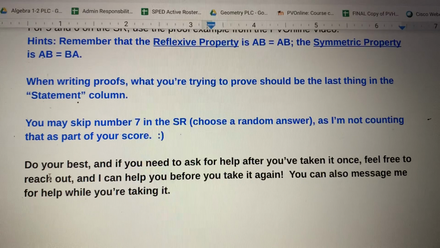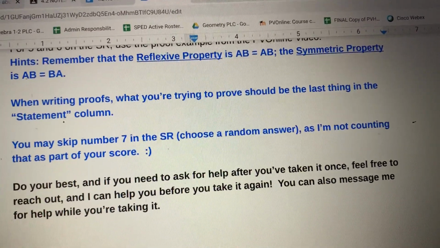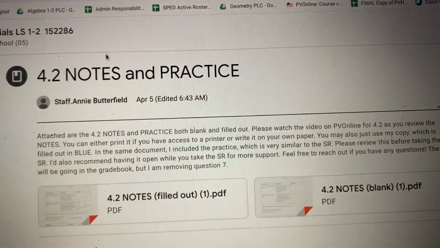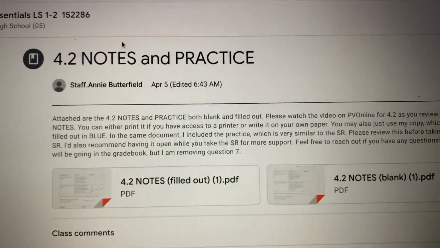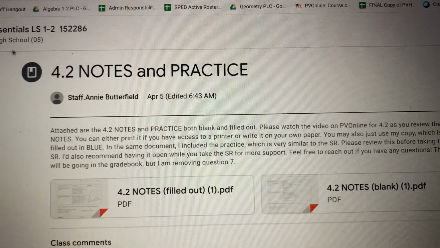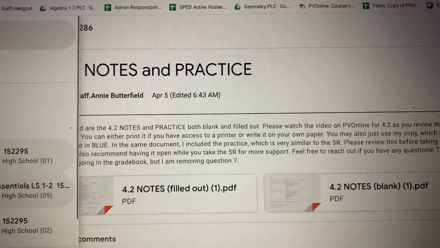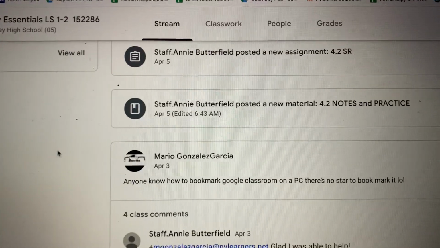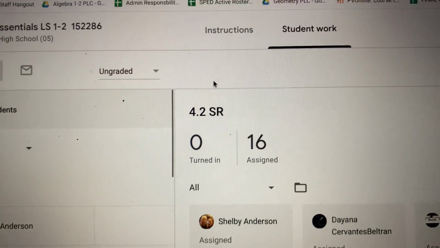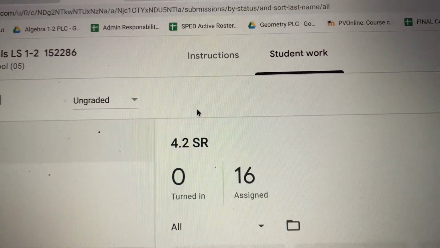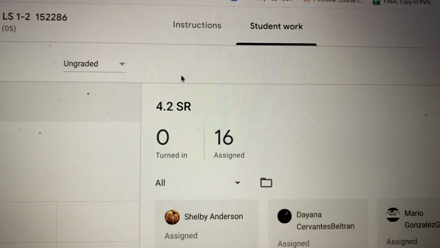Once you take the SR, I do check PV Online, but I did put something on Google Classroom where you can just let me know that you took it, and that way I'll make sure that I check it. Okay, and I put that, let's see, kind of learning how to navigate Google Classroom a little bit. So I did put an assignment on here just so you can tell me that you turned it in, so that way I know to look on PV Online. Okay, thank you, and like I said, reach out if you need any help at all.